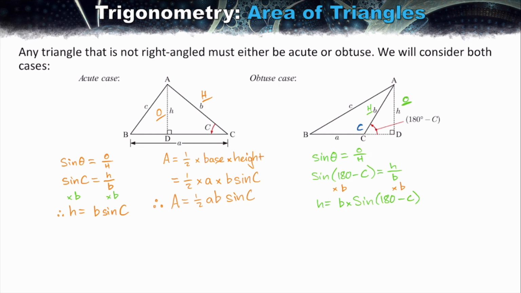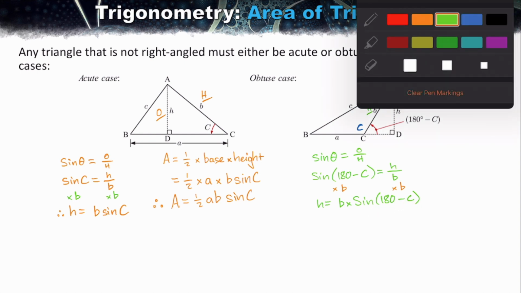The only thing is, I'm looking at this going, well, when we got our height over on this side, our height was just b times the sine of C, where our height over here is b times the sine of 180 minus C. Very similar, but we've got this 180 minus C.